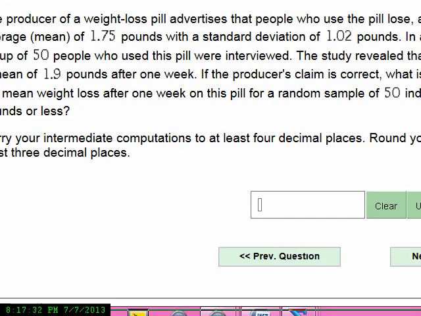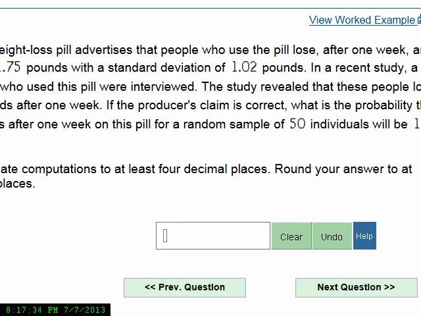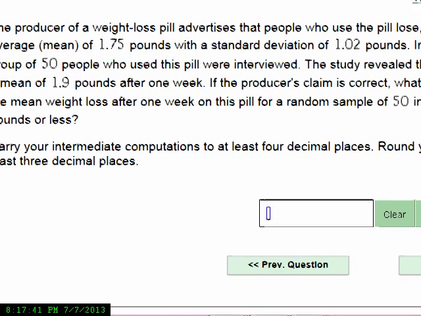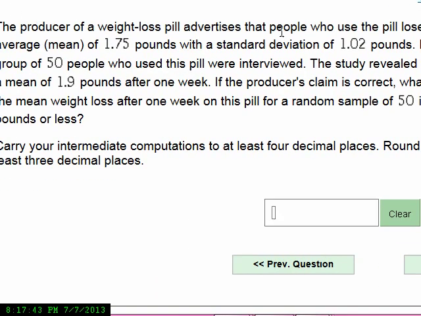So we have here that after 1 week of using this pill, they lost an average of 1.75 with a standard deviation of 1.02. Then they took a sample of 50 people, and they lost a mean of 1.9 pounds, not 1.75. So they want to know what's the probability that the mean weight loss of 1 week on this pill for a random sample will be 1.9 pounds or less. So let's capture all that information in Word.